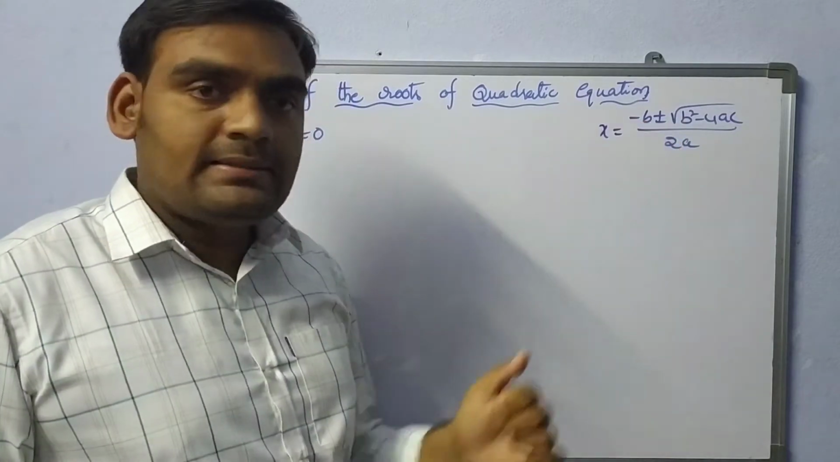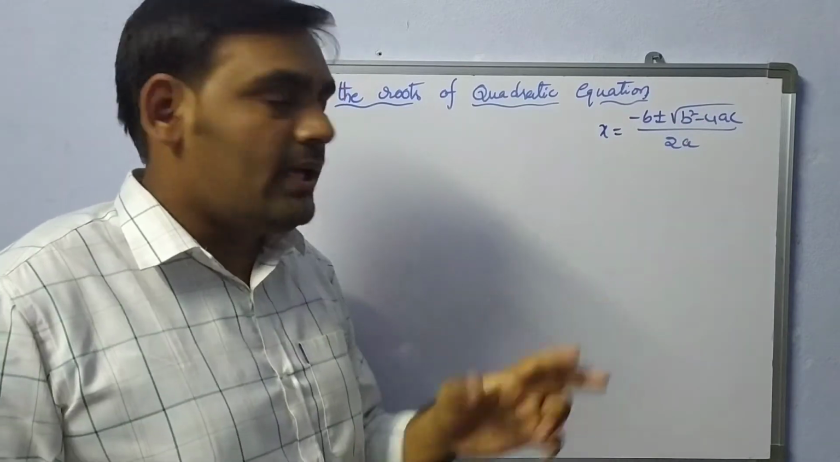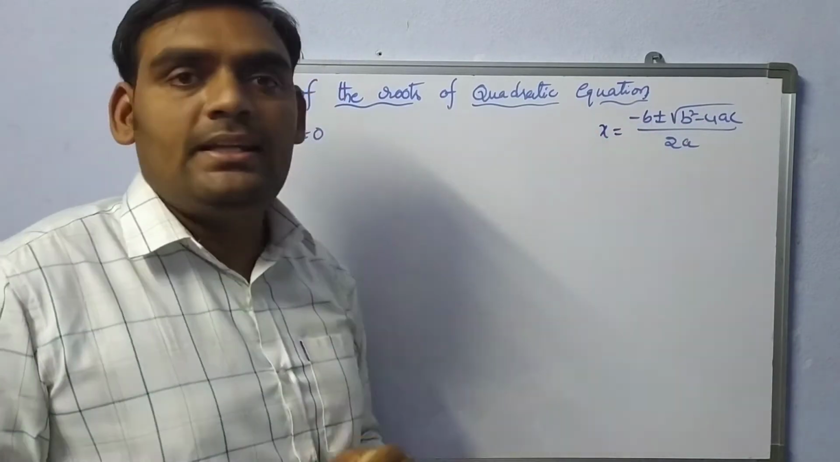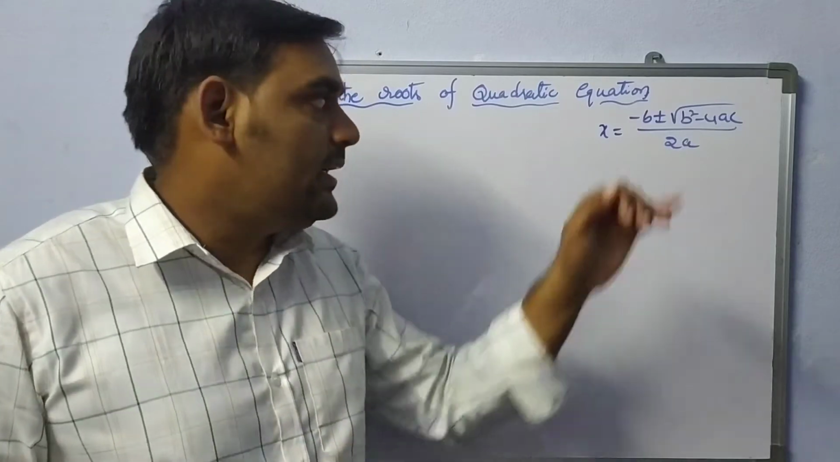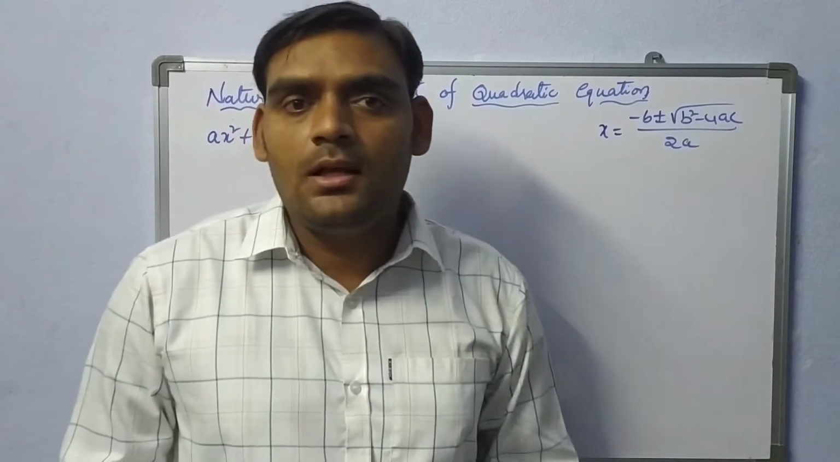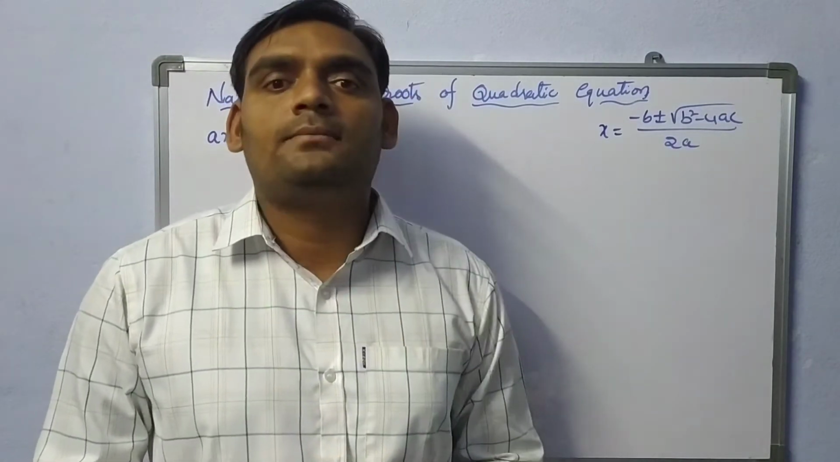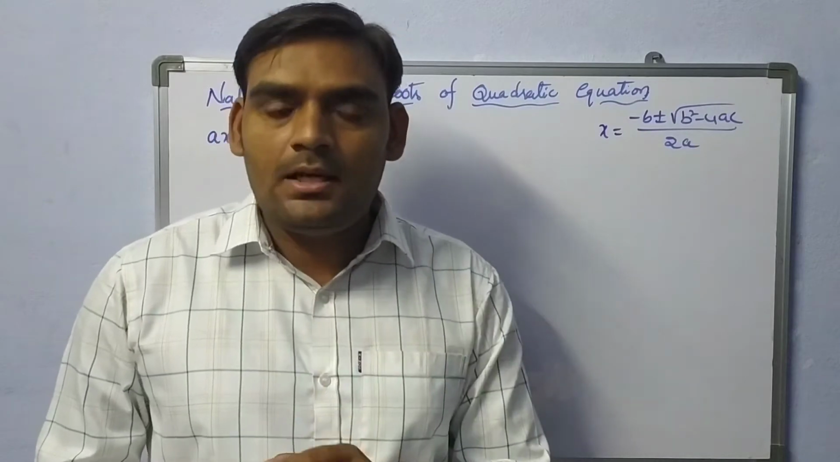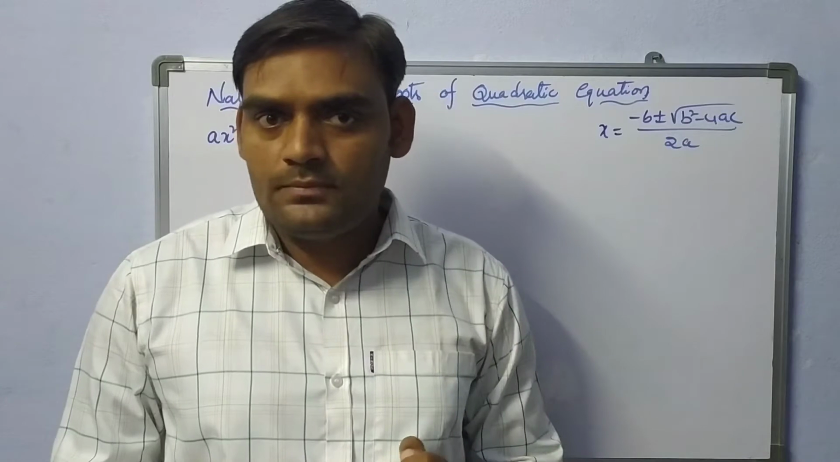So when I take plus, minus b plus square root of b square minus 4ac by 2a is one root. When I take minus, minus b minus square root of b square minus 4ac by 2a is another root. So after finding the roots, we can say the two roots are real and distinct, or else real and equal, or else those are not real roots, isn't it?